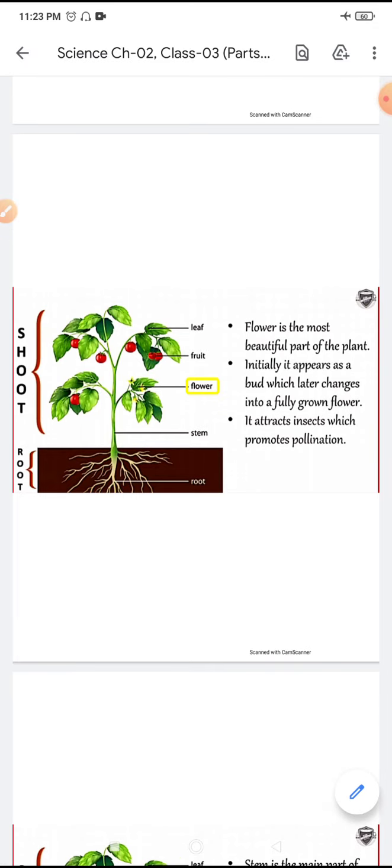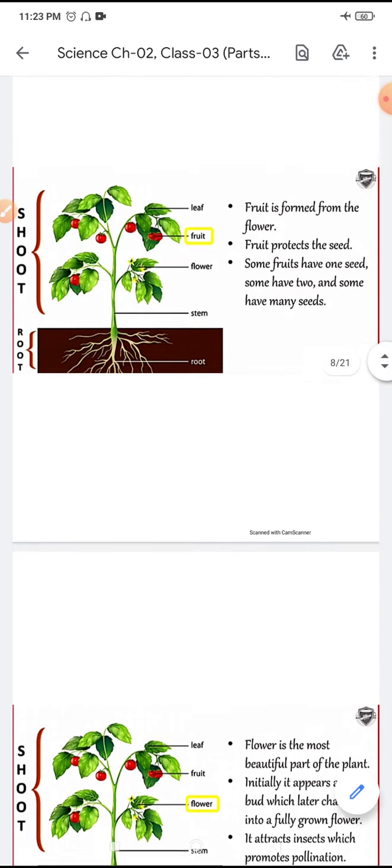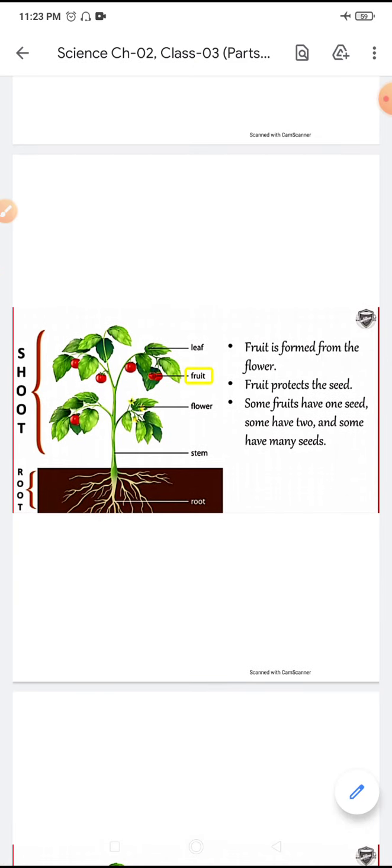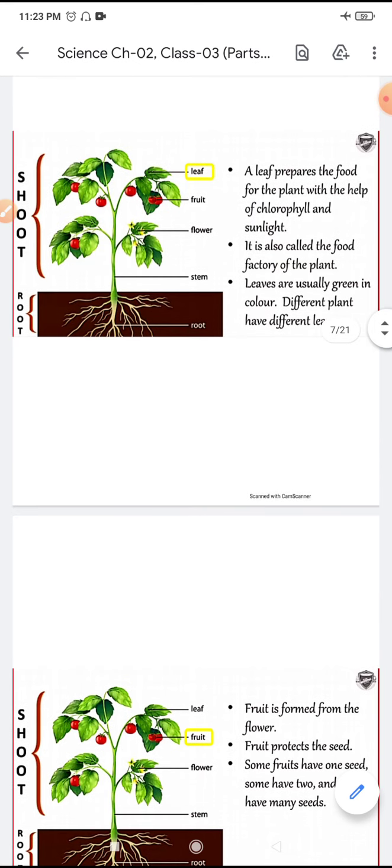Flower: flowers are the most beautiful and colorful part of a plant, and they are the reproductive part of a plant because they attract insects, which promotes pollination. Next is fruit. Fruit is the main feature of a flowering plant. It is a matured ovary that develops after fertilization.